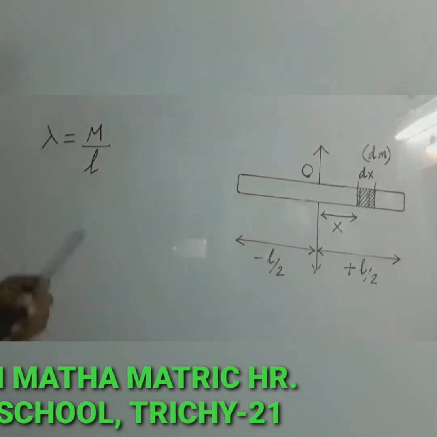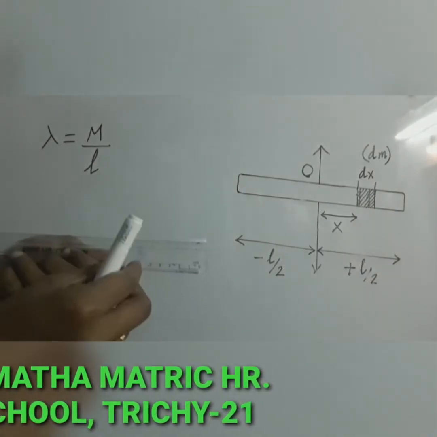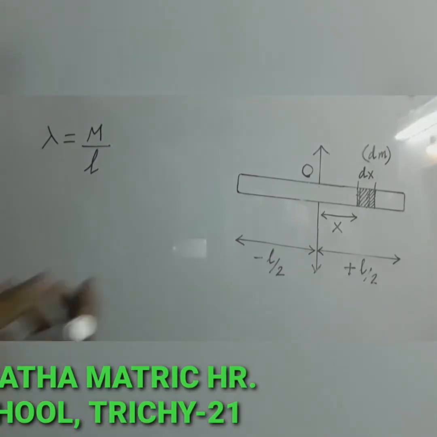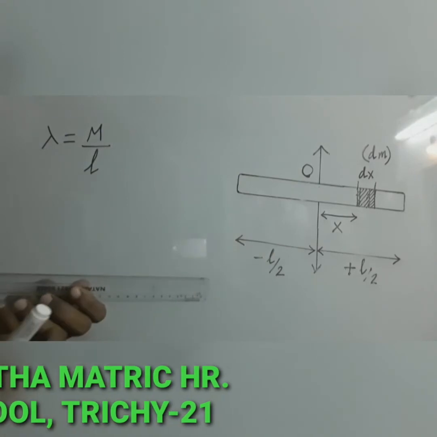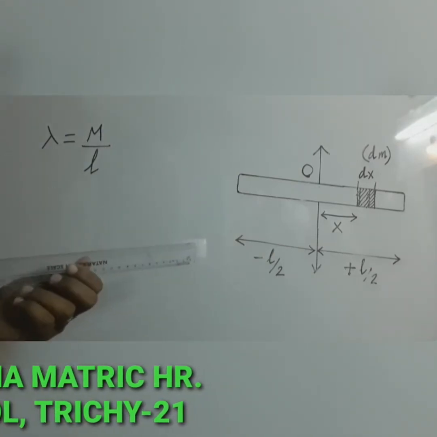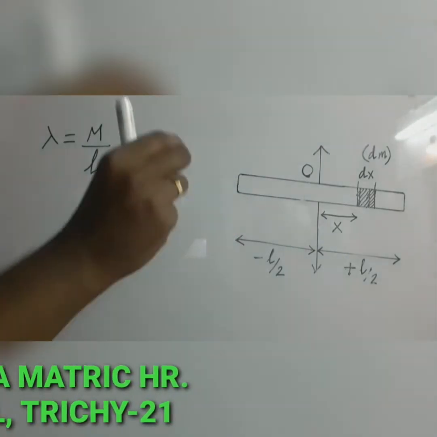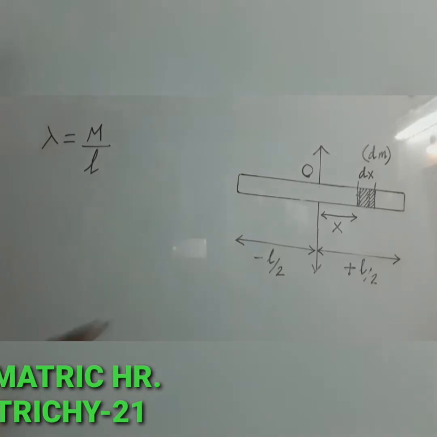How can you find the mass of this small segment? For that you would have to cut the small segment from this scale, then only you can find the mass. But using lambda you need not separate the small segment from the scale. So without disturbing the scale or rod, you can find the mass of the segment. Let us understand with a numerical example.